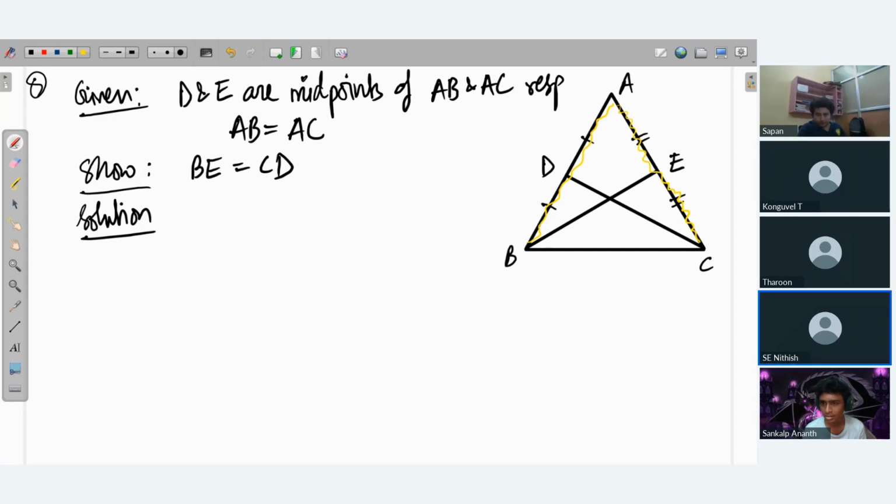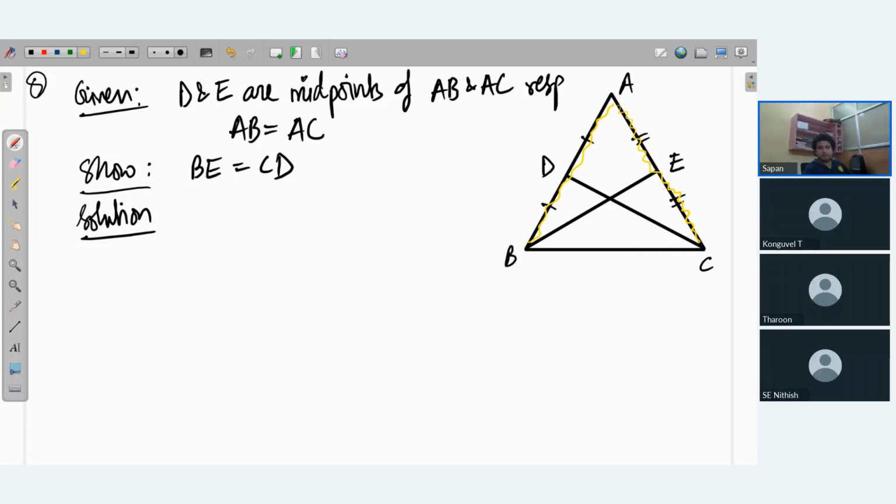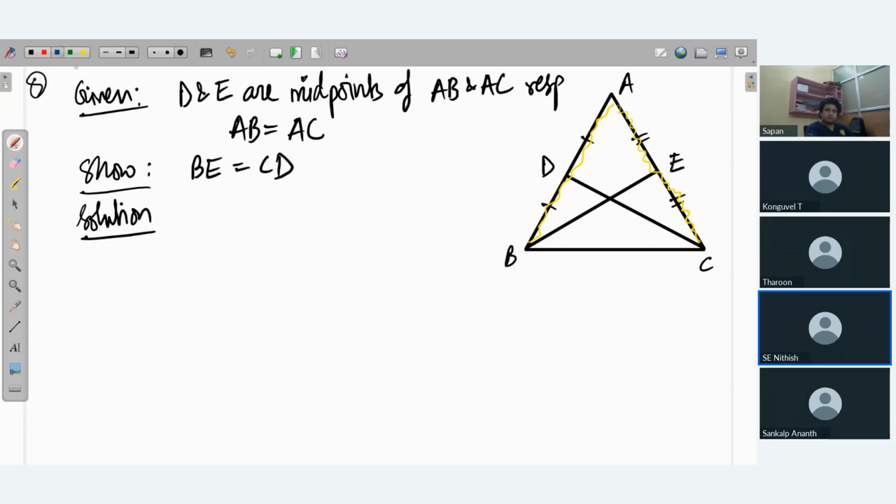So if I draw a line from D to E, will that make it parallel to BC? That you have to prove. If that is the case, then they become the diagonals of a trapezium. Oh, I'm onto something. Okay, let's see. I figured out some bits, sir.